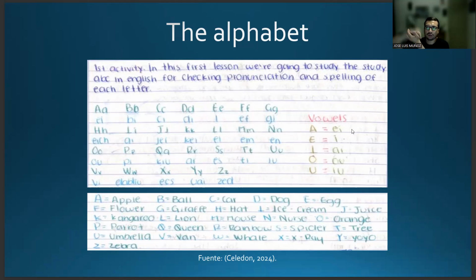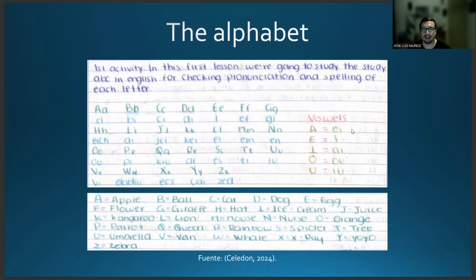Then we have egg. Then we have a flower. Then we have a giraffe. Then we have a hat. Then we have an ice cream. Then we have juice. Then with the letter K, we have kangaroo.